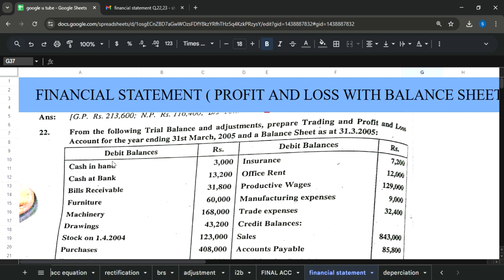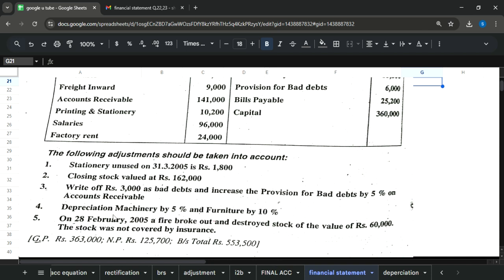And as usual, you can see that we have two sides. Debit balances are present on the left side, and credit balances are present on the right. It means this upper part is the trial balance, which makes it a little easier for us to solve our question. And there is a lower part where five different adjustments are given. So we have elements present in the trial balance and adjustments at the same time.